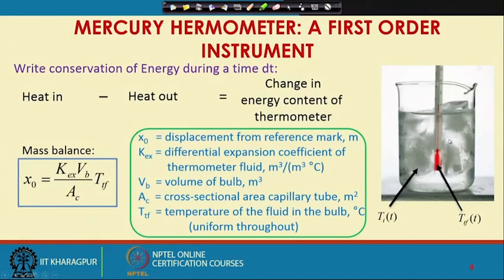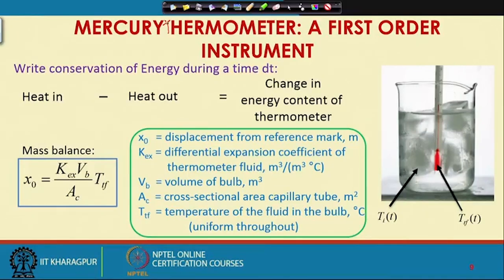So, now we will take a physical example of a first order system. Let us consider a mercury thermometer. A mercury thermometer is a first order instrument. What we wish to do now is develop the mathematical equation for the mercury thermometer, and we will see that we obtain a first order ordinary differential equation.